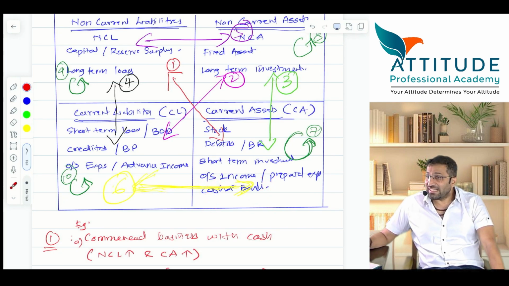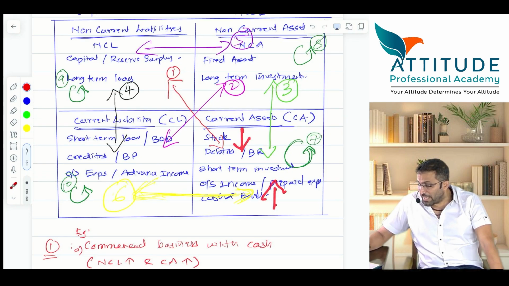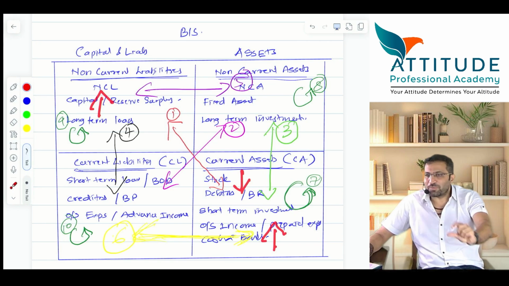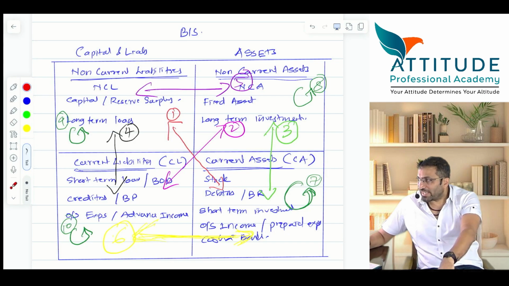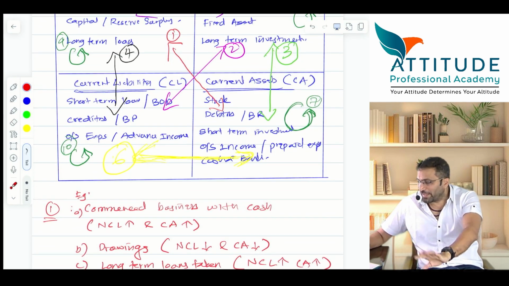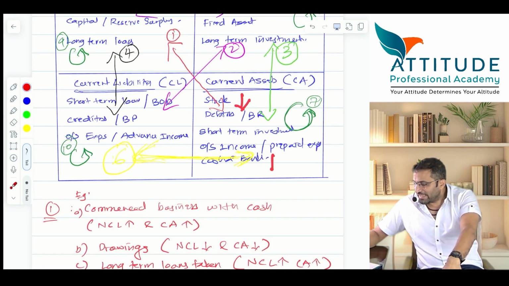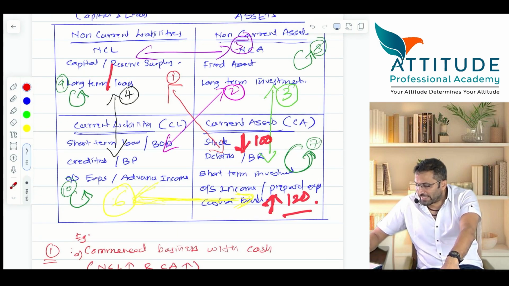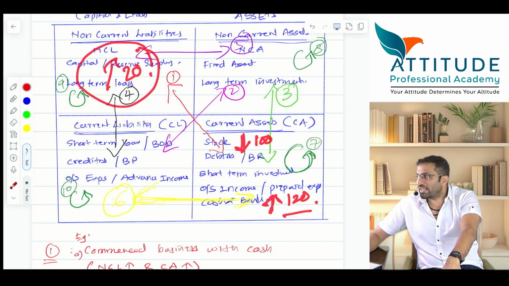Anything else? Cash sales will come. What is the entry for cash sales? Cash account debit to sales. So cash increases and stock reduces, but capital also changes because of profit. If the goods are sold at cost only, let us say 100 rupees are sold for 100 rupees, then stock reduces by 100, cash increases by what? 100. But 100 rupees worth stock sold for 120, then cash increases by 120, stock reduces by 100, profit increases by how much? 20.